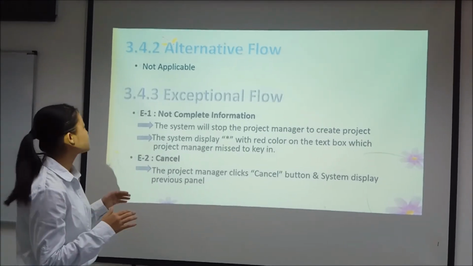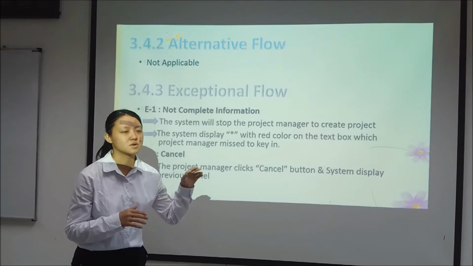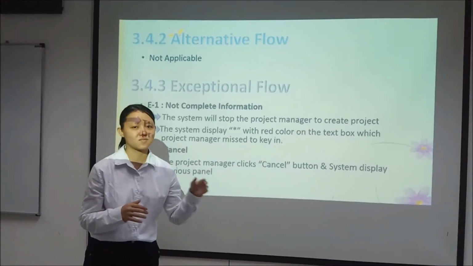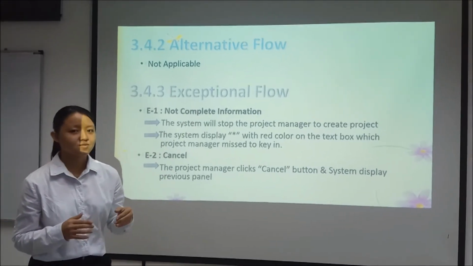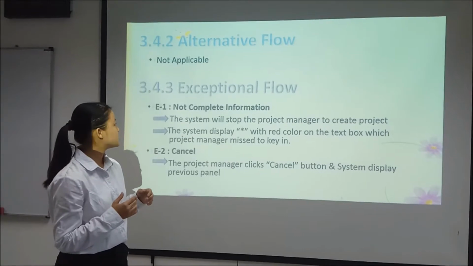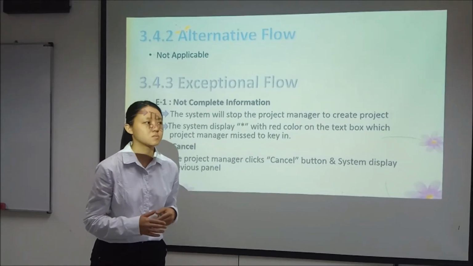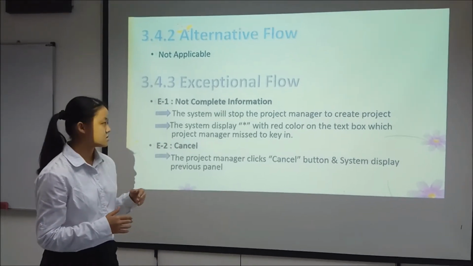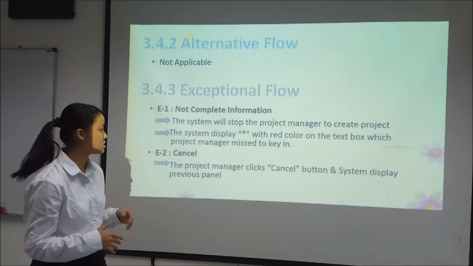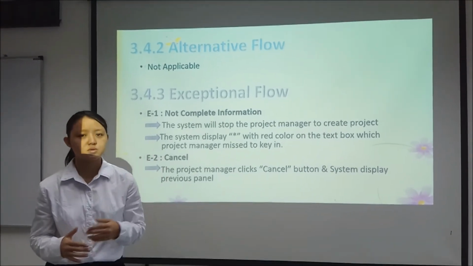In this we doesn't have alternative flow because all the flow is already inside. Only one flow, so no alternative flow. We have essential flow, which is if the information not complete, then the system will stop, and then essential 2 is cancel. If project manager click cancel, and it will display the previous panel.